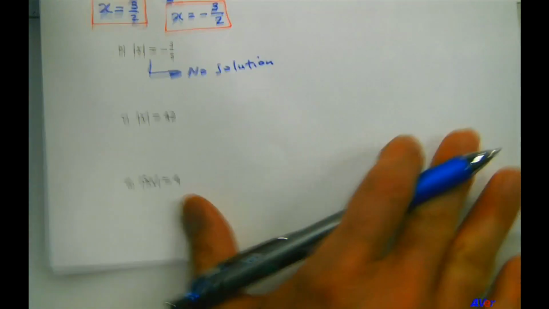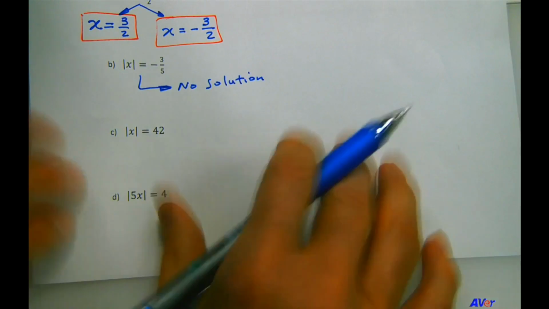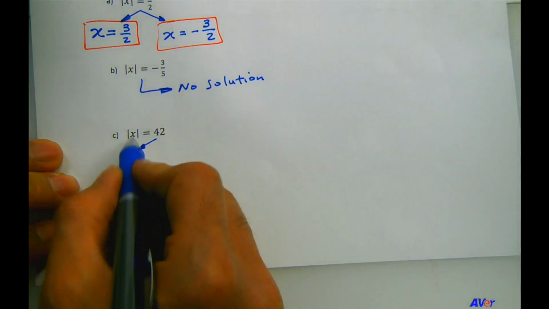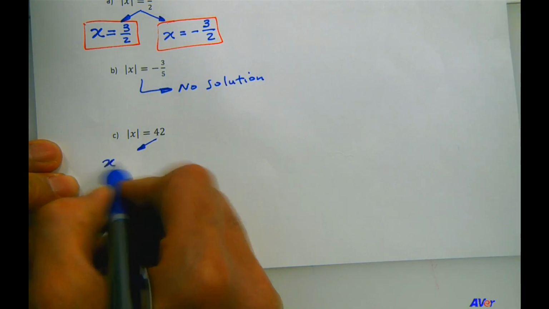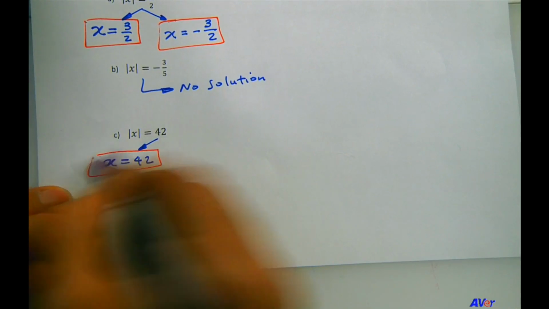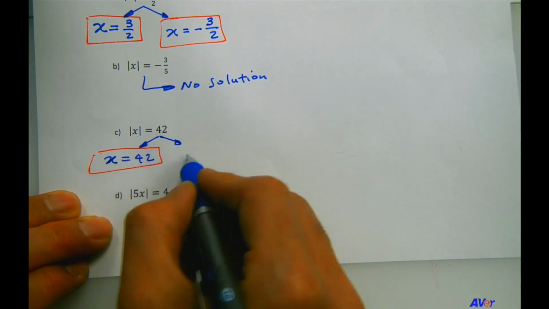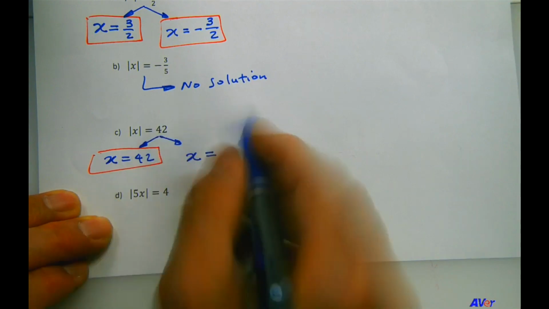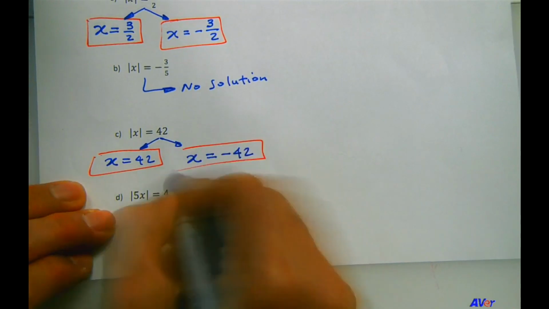Part C, it says absolute value of x equals 42. Okay? So one solution, like we said, comes from just rewriting this without the absolute value bars. So x equals 42 is one of those solutions. What's the second solution? The second solution is the inside of the absolute value equals, multiply the other side by -1. So negative 42. Okay, that's that.